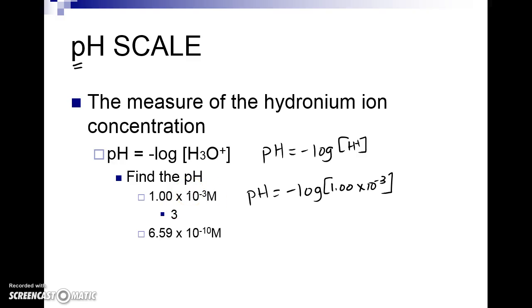This one we can't do by sight without our calculator. So this one we have to plug into a calculator. pH is equal to the negative log of 6.59 times 10 to the minus 10. We plug that in and go ahead and try that. And you should end up with 9.18.